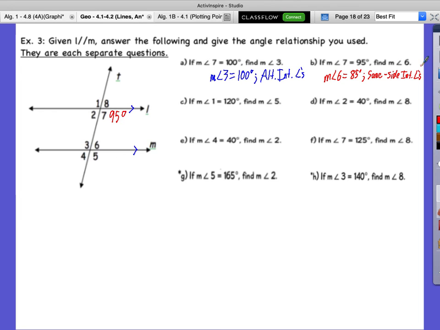Okay, so then you have to look at this as a forward stop sign. This is a forward stop sign, and this is in the same position as a forward stop sign. So it's corresponding. Does that make sense? Does that help?